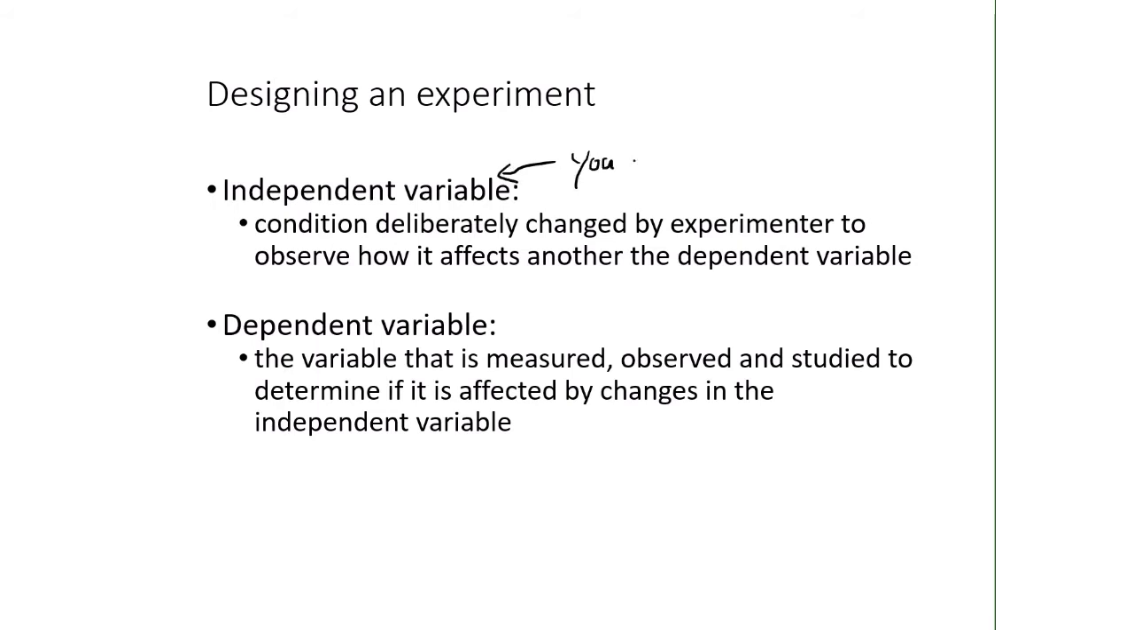So the independent variable is the one that you have control over. You can control or change it as the person who is doing the experiment. The dependent variable is the one that you don't change, you don't touch. You observe. You see if there are any changes happening to the dependent variable because of what you've done to the independent variable.